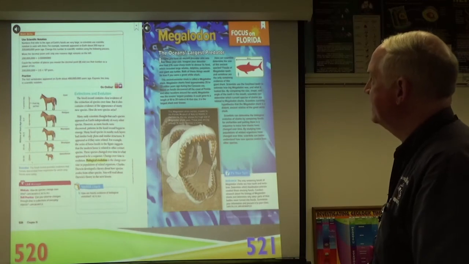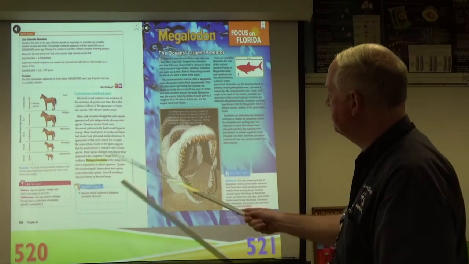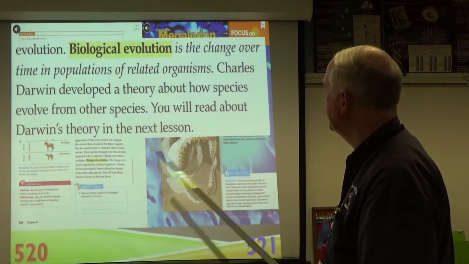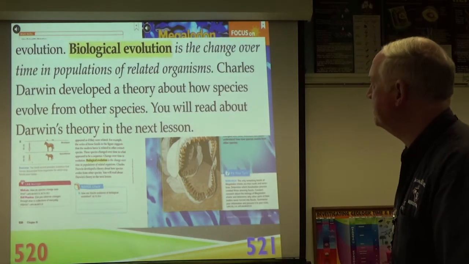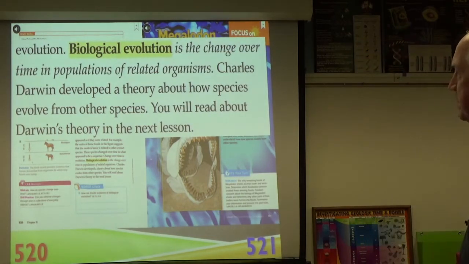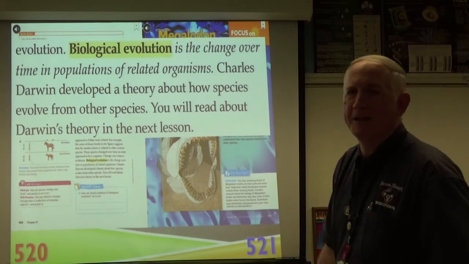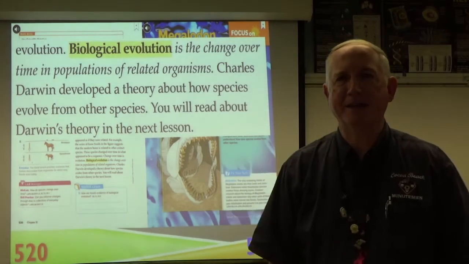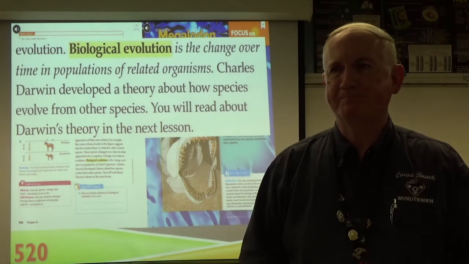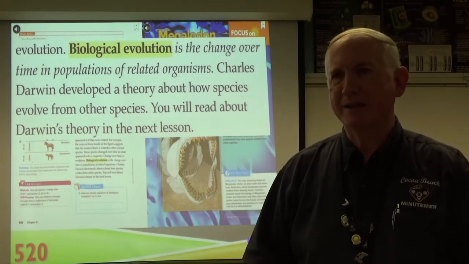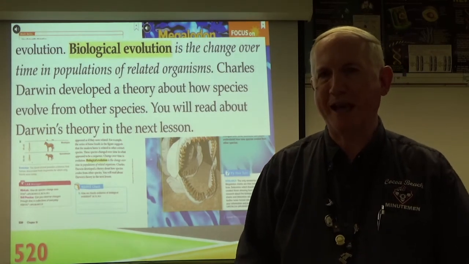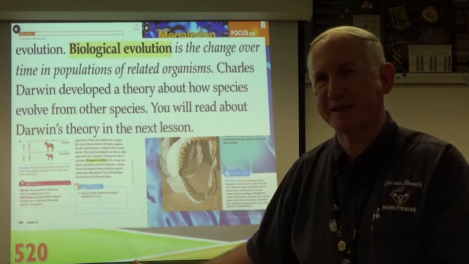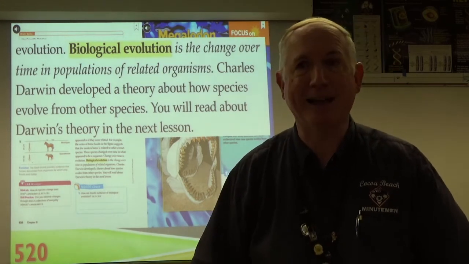All right, then this gets us to biological evolution. It is the change over time in populations of related organisms. Charles Darwin developed a theory about how species evolve from other species. We'll read about this in the next lesson. But the thing to understand is that dying, it turns out, is actually one of the engines of evolution. So are these extinctions, which obviously result in dying.